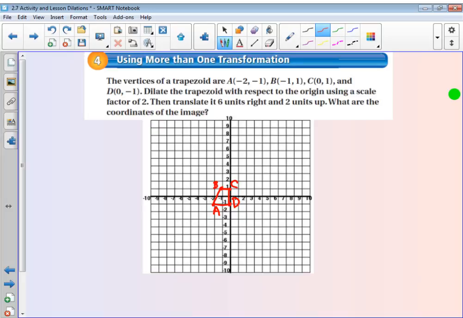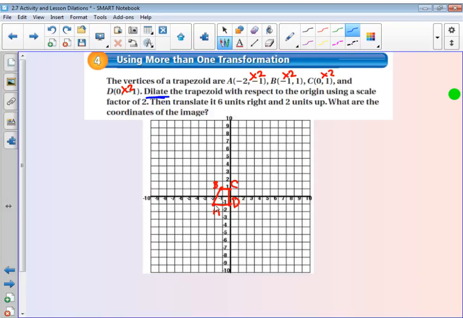Okay, so it says dilate the trapezoid with respect to the origin using a scale factor of 2. So we're going to take each of these sets times 2. Okay, so each number in each set we're going to take times 2. So I'm going to do that in blue. When I dilate it, I'm going to do my dilation in blue.